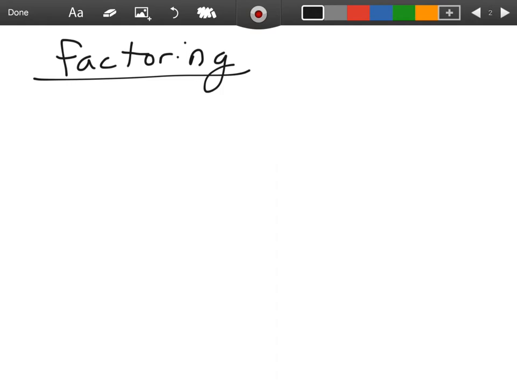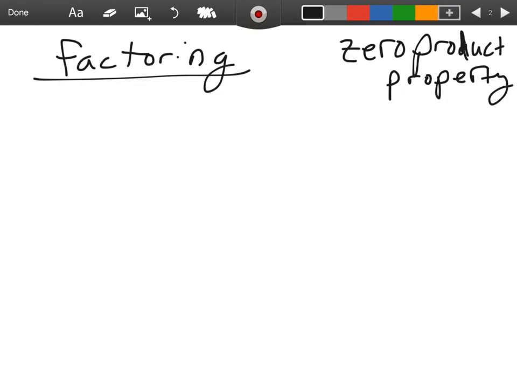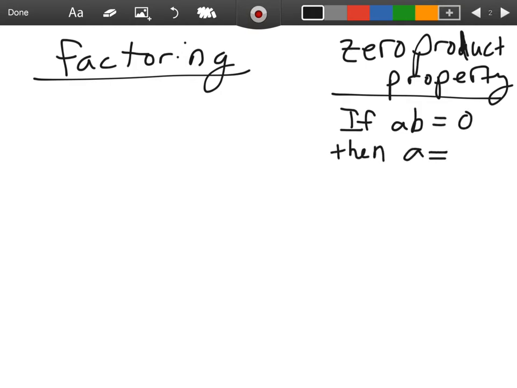So to solve by factoring, we must use the zero product property. The zero product property says if A times B equals 0, then A equals 0 or B equals 0. Just using that fact that anytime you multiply something by 0, then one of the two factors has to equal 0.